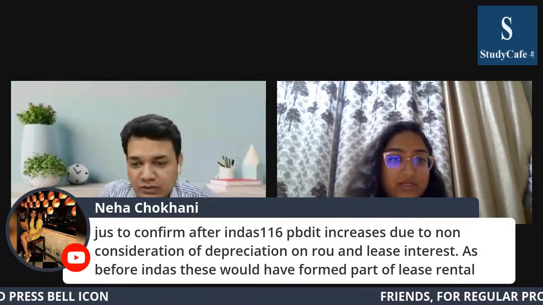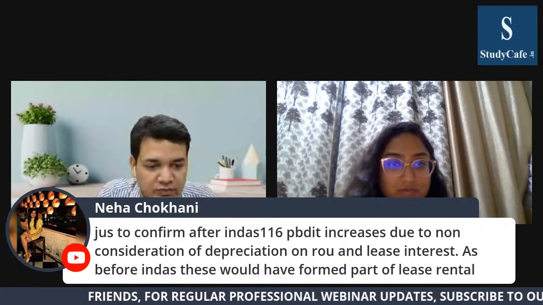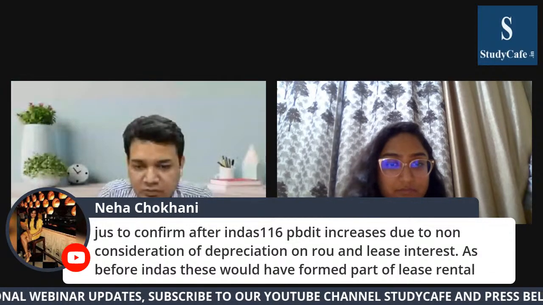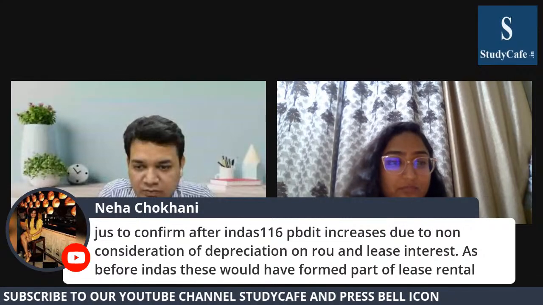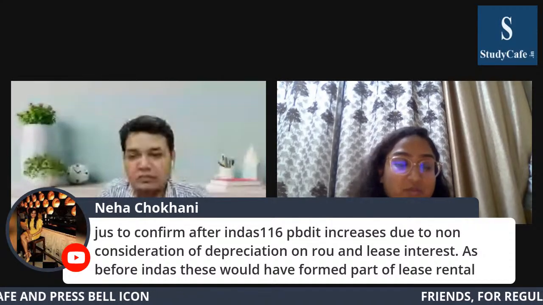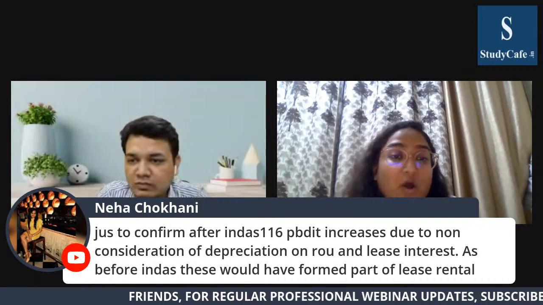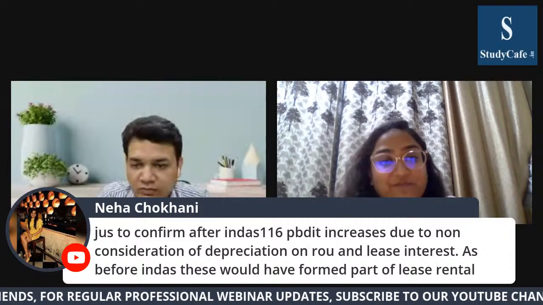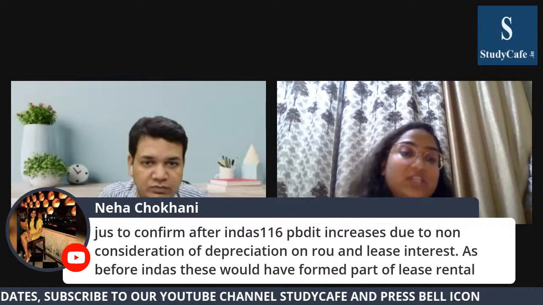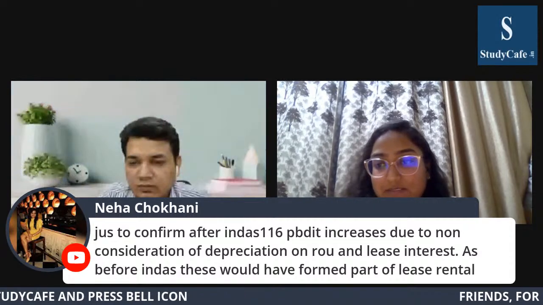Just to confirm, after Ind AS 116, PBIT increases due to non-consideration of depreciation on ROU and lease interest, as before Ind AS, these would have formed part of lease rent. Yes, of course, Miss Neha, after Ind AS 116, the EBITDA, so basically the profits before depreciation, interest, and taxes, will increase, because now the operating expense that was earlier recognized before EBITDA or PBDIT will now be recognized in depreciation and finance cost, which comes below PBDIT. So obviously the PBDIT will increase.